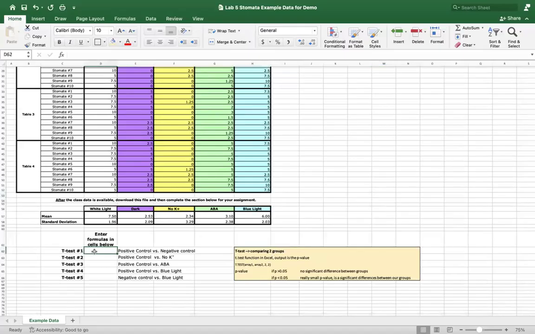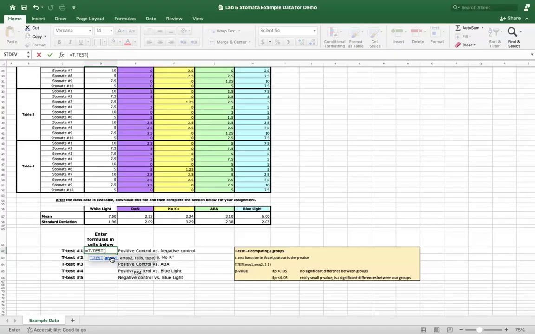To do the t-test here, you can see this first one, we're going to do positive versus negative control. So you do equals because it's a function, then the t-test function, which should come up as you start to type it. You're going to enter array 1, array 2, then some other information afterwards. This is showing you how to go about the t-test. Array 1, this is just our group 1.